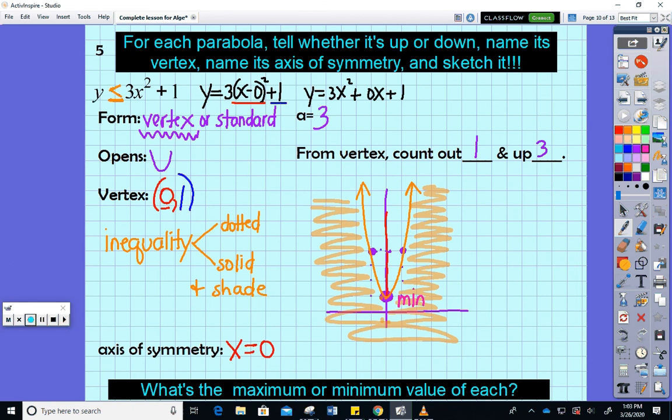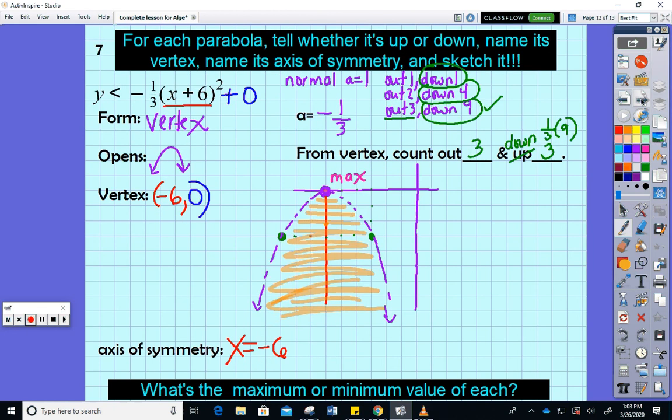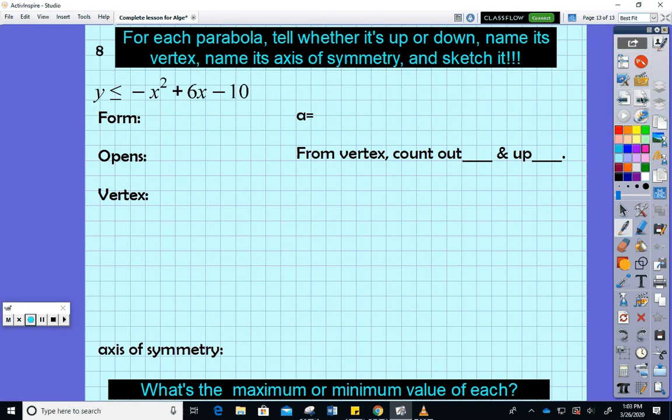So I kind of started glossing over some of that because most of the questions don't ask you about max or min. Just a few of them do. Okay, so it's not a typical thing you need to answer. All right, here we go.